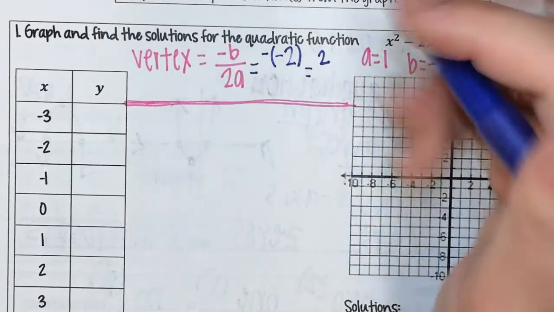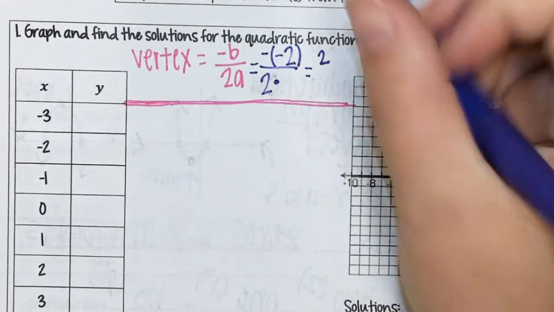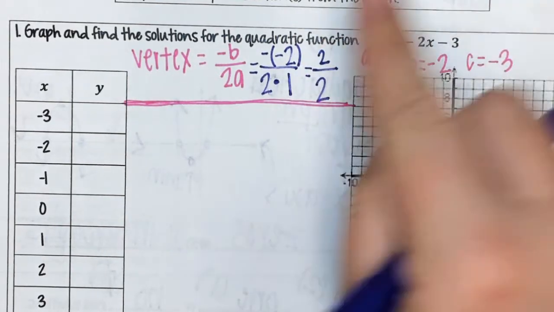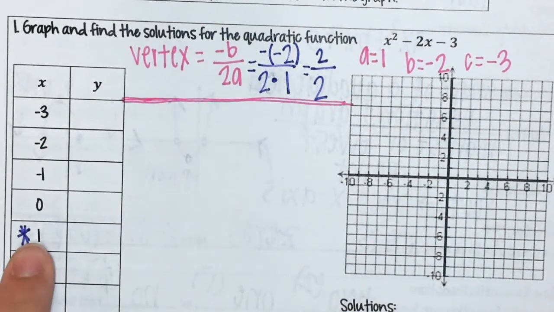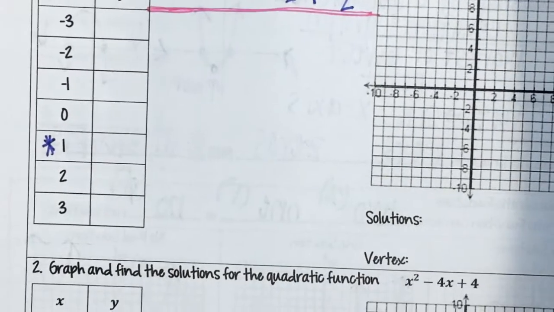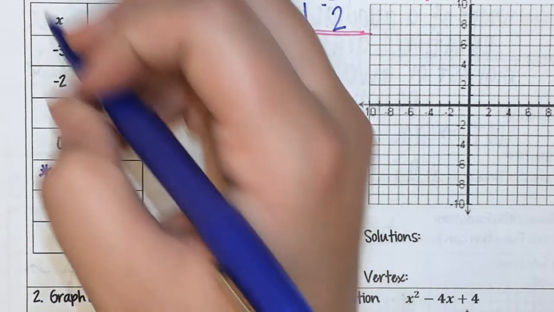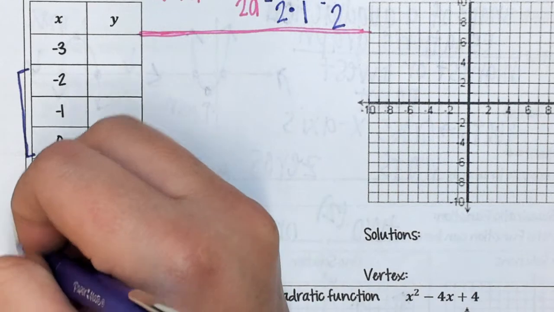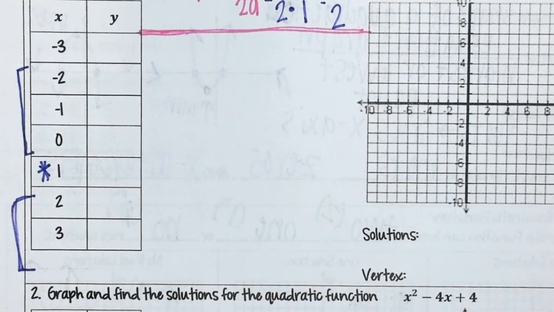And then 2 down here: 2 times a. Well, our a is 1. So 2 times 1 is 2. And 2 divided by 2 is 1. So this is my vertex. If I had to make my own chart, I would need to write my vertex and then 2 to 3 numbers above and 2 to 3 numbers below. Because we aren't, and this is what they gave us, it's okay.